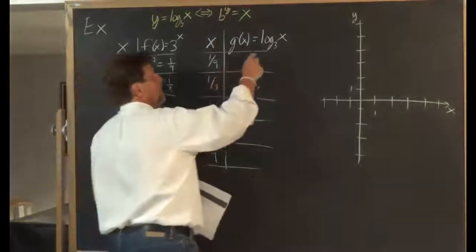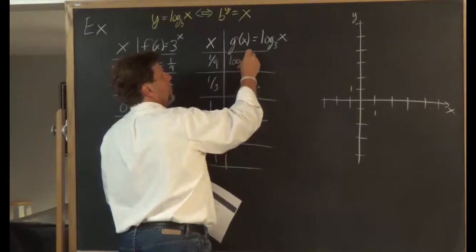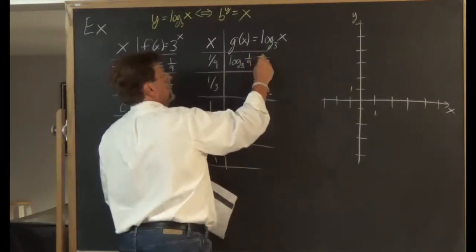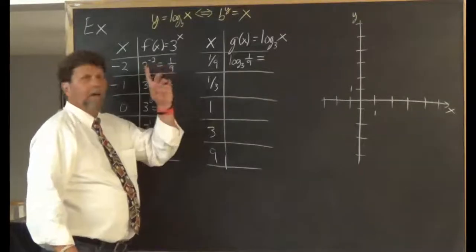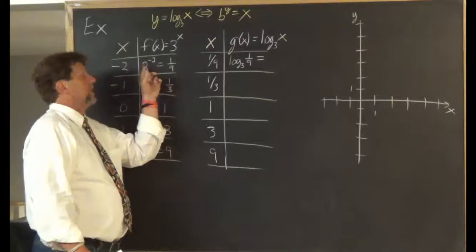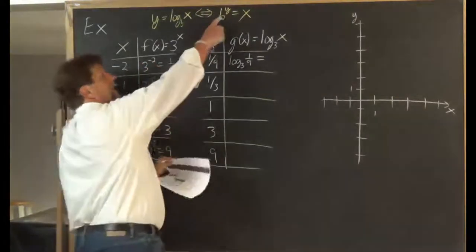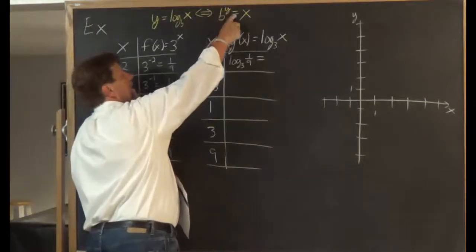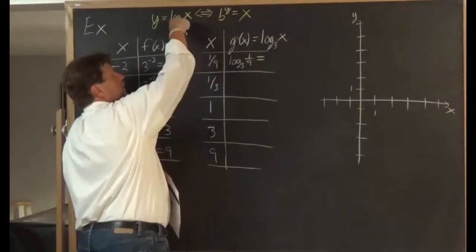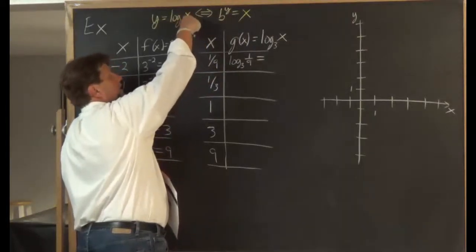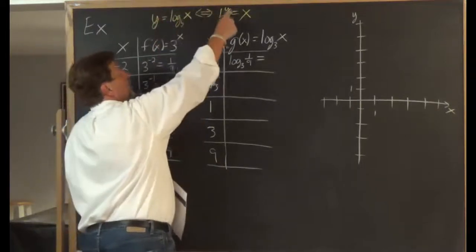Okay, now here, 1/9 comes in for x. So we have log base 3 of 1/9. Well, what does that equal? Because, and I have this written strategically, we know 3 to the -2 equals 1/9. Look at it here, 3 to the -2 equals 1/9. That means I can write it as log base 3 of 1/9 equals, well, what was y? -2.